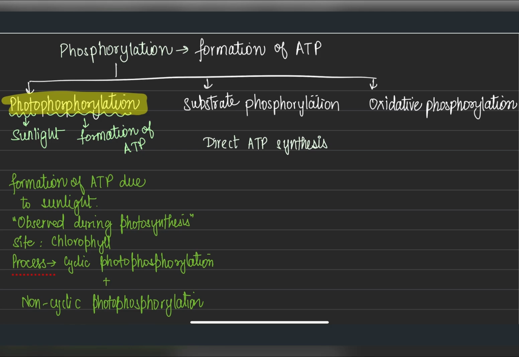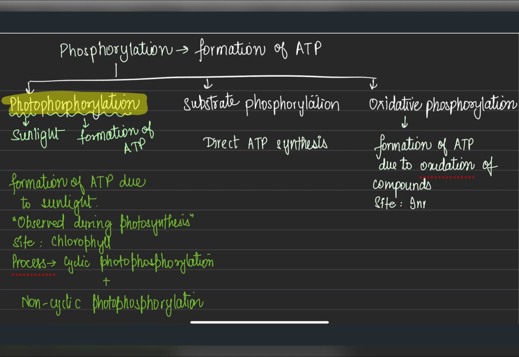And finally, oxidative phosphorylation means formation of ATP due to oxidation of compounds. The site of oxidative phosphorylation is the inner mitochondrial membrane.